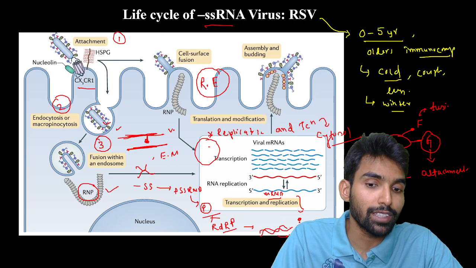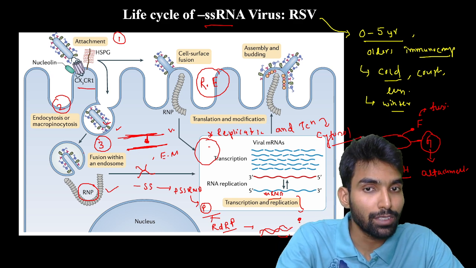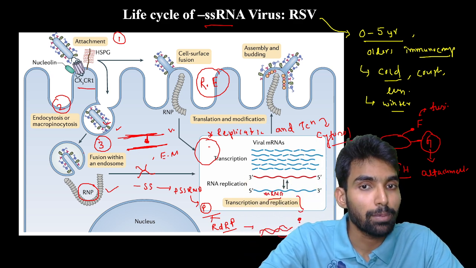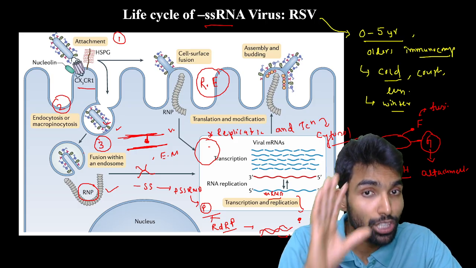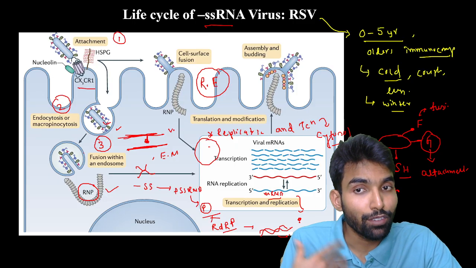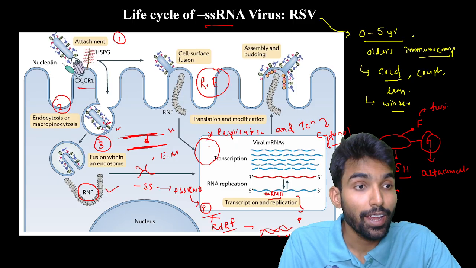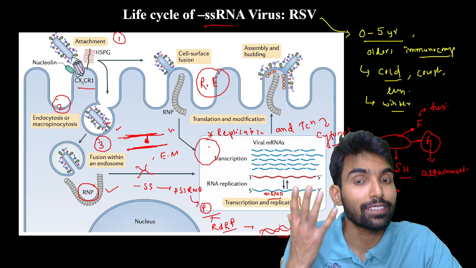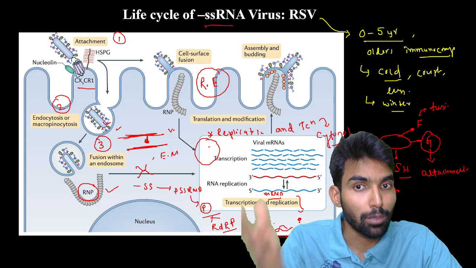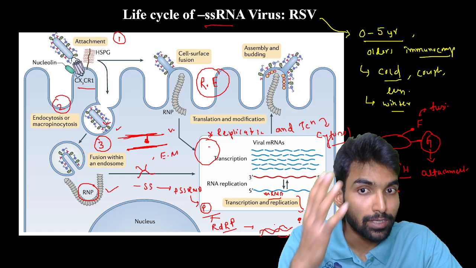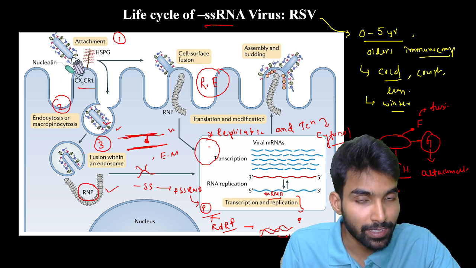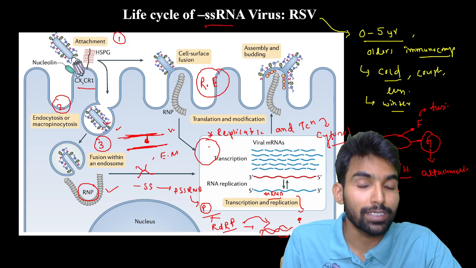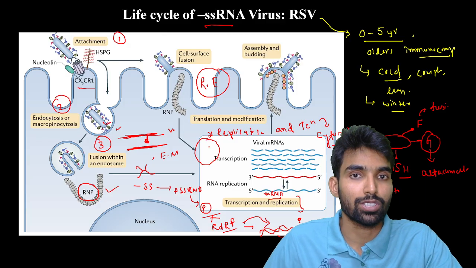You got it? So from negative sense, just one complementary positive sense. From the positive sense, it will use the positive sense as a template and again make the negative sense, because negative sense ssRNA is the genomic material, right? Anyway, to make the protein, the virus needs the positive sense RNA. So from negative sense it will make positive sense first, then the positive sense RNA will be translated, and the RNA dependent RNA polymerase will help in the replication of the viral genome mostly, right?